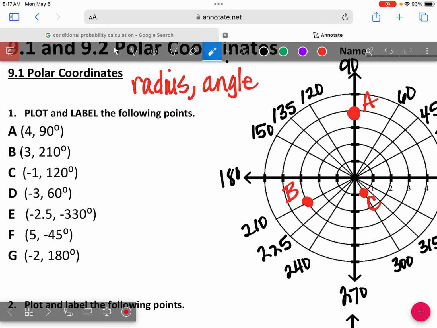So this is 120. If it was positive 1, I would go up 1. But because it's negative 1, I'm going backwards. 60 degrees is right here. Who does 60 share an angle with? 240. So because it's negative 3, instead of me going up, 1, 2, 3, I'm going to go back. 1, 2, 3. So it's going to actually land right there.